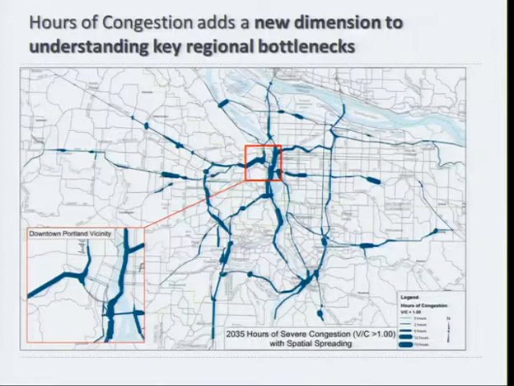The second point was you get new dimensions to understanding key regional bottlenecks. It really points them out. It shows you where your really, really, really bad bottlenecks are in your areas of extreme congestion. It's just not AM and PM one-hour level of service. It really highlights where you're going to have major congestion problems down the road.